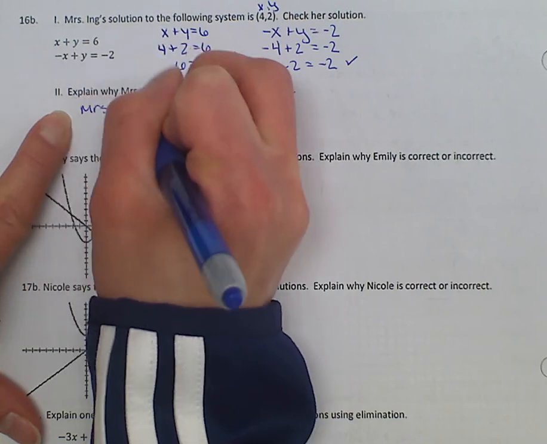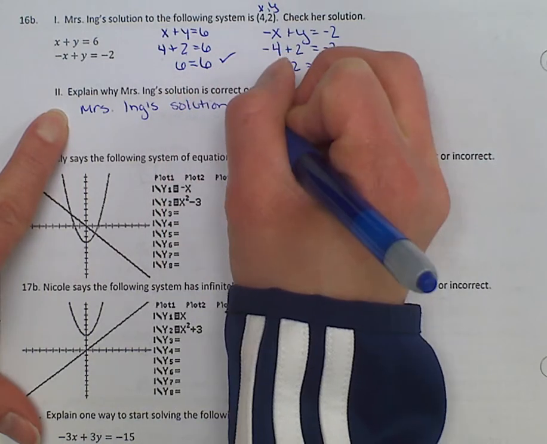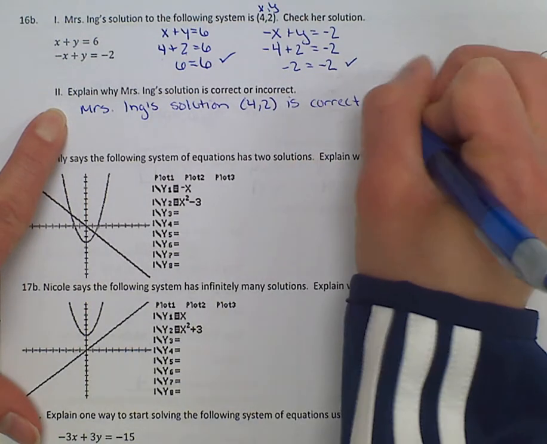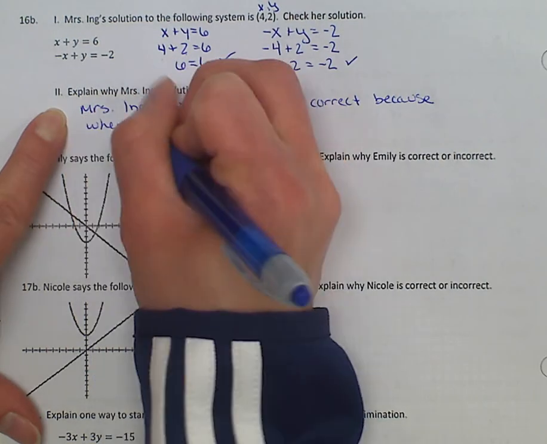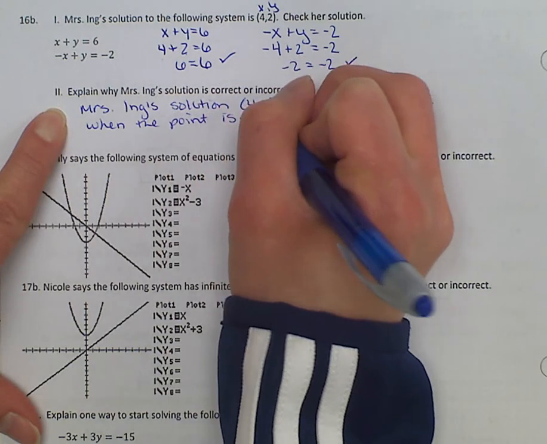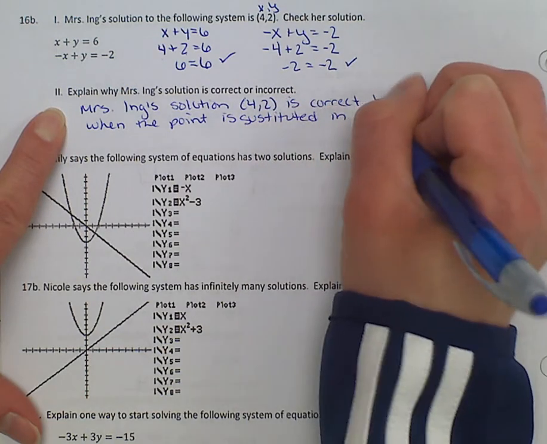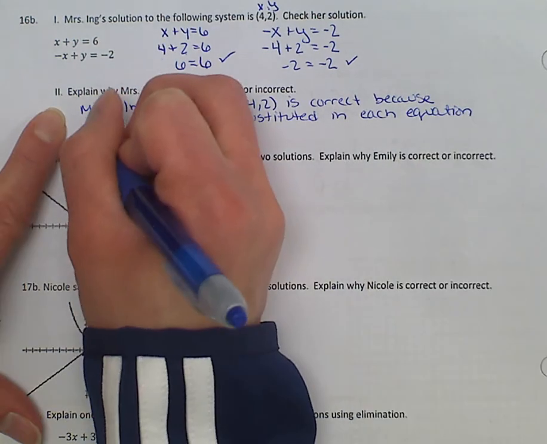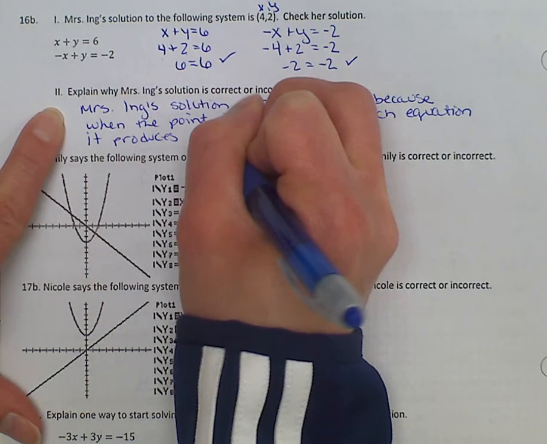Mrs. Ng's solution (4, 2) is correct because when the point is substituted in each equation, it produces true statements.